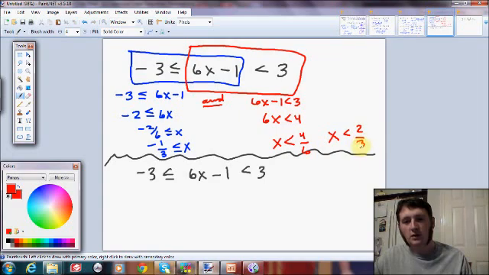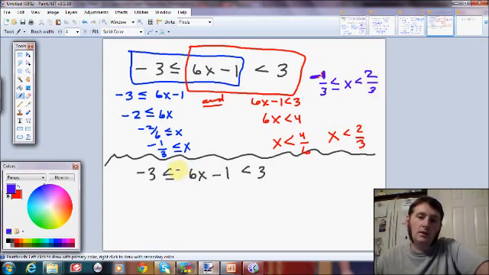Pen not working. There it goes. And so then you put it back together. You say, okay, well, negative 1/3. Let's do that in purple. Negative 1/3 less than or equal to x, and x is less than 2/3.